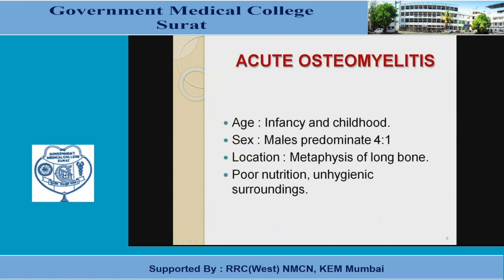So the first one is acute osteomyelitis. It basically involves infancy and childhood, meaning younger patients, with male predominance. The most common location is the metaphysis of the long bone, which is the fastest growing end of the bone. Predisposing conditions are poor nutrition and unhygienic surroundings.